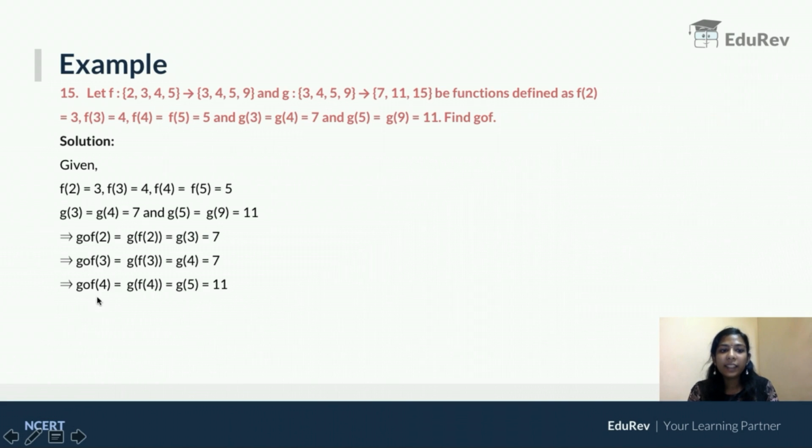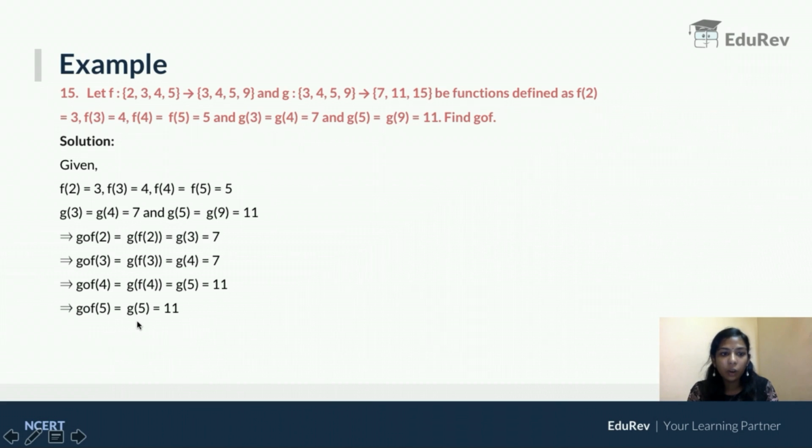What is g circle f of 4? g of f of 4. What is f of 4 value? They have told it is 5. So I am replacing f of 4 with 5. So what is g of 5? g of 5 value was given as 11. So this value is 11. Similarly, g circle f of 5.